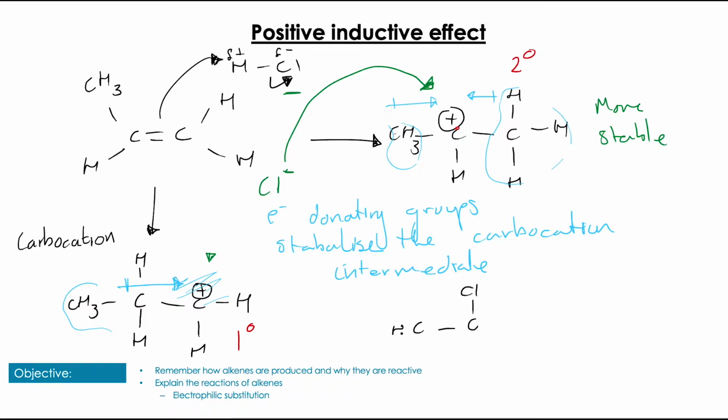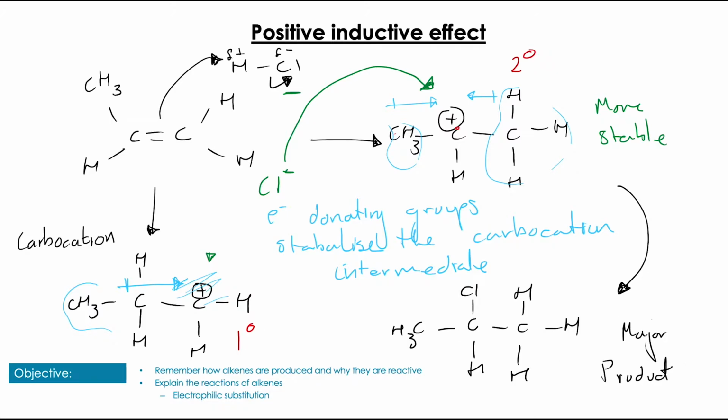Instead, we get the product of if the chlorine attacked this one to the top right, forming this product, which is going to be our major product. So we do not actually make this primary carbocation, and therefore, because we don't make that intermediate, we don't make the corresponding product. And we can use that to explain that primary will occur less than secondary, which will occur less than tertiary. And that's something you have to bear in mind when you are answering questions on this.